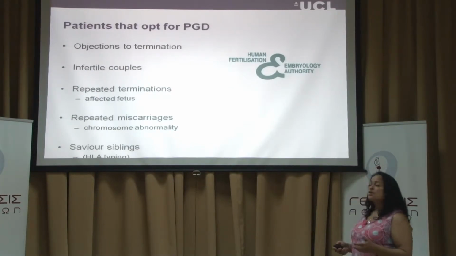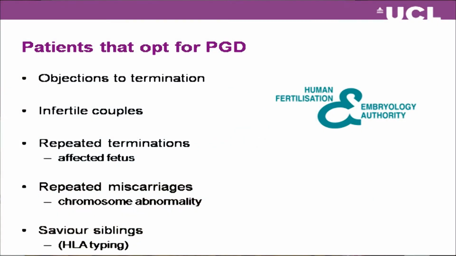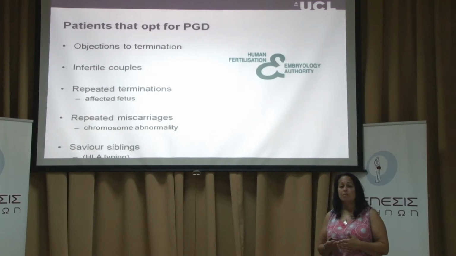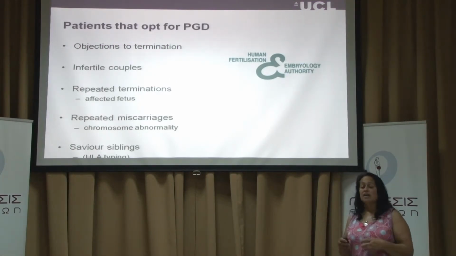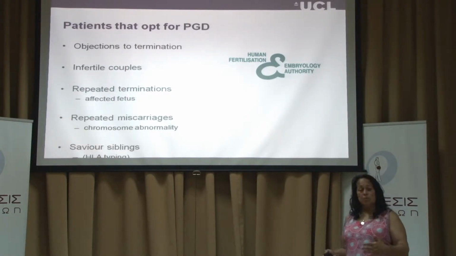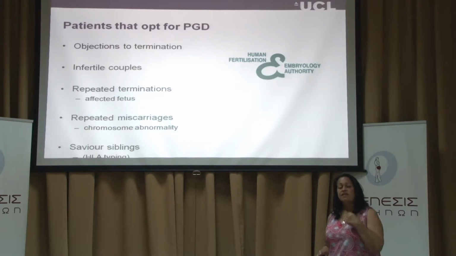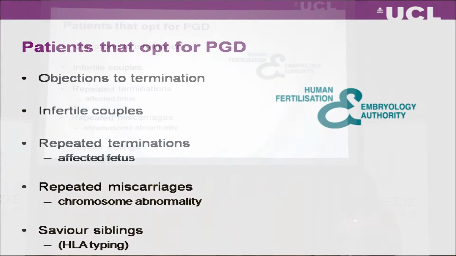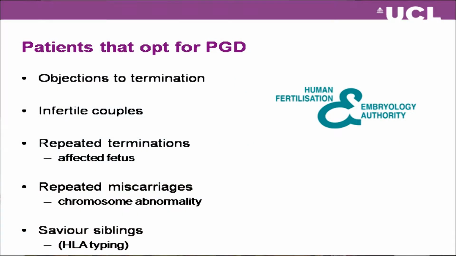So what sort of patients opt for PGD? Well, they may have an objection to termination of pregnancy. They may be infertile but carrying a genetic abnormality. So if they're infertile and they're having to go through IVF, it's very sensible to add on the PGD step. But if they're fertile, they may want to try other ways of getting pregnant. They may have had repeated terminations because they've got pregnant, had a prenatal diagnosis, found the fetus to be affected, and then they've terminated the pregnancy. So they may have had repeated terminations and just feel that they've got to try another reproductive option. They may have had repeated miscarriages due to a chromosome abnormality.